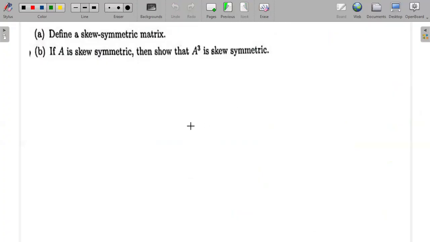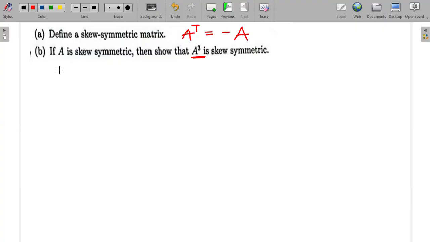So I think this is the last one. Here they're saying again, define a skew symmetric matrix. I won't define it because I already said. It just has to be a square matrix, and then the condition that A transpose is equal to minus A. Then it will be a skew symmetric matrix. Now for part B, they're saying if A is skew symmetric, then show that A to the power 3 is also skew symmetric.